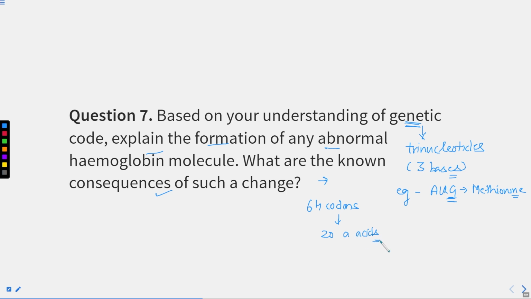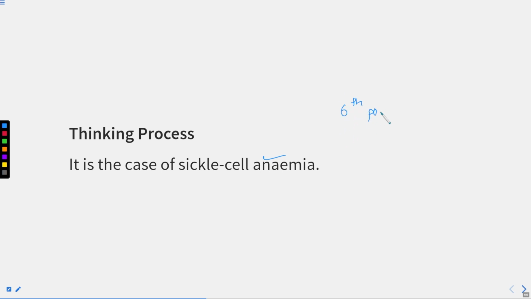Okay, this is clear. Now, what happens in sickle cell anemia? So first, let's take the example of sickle cell anemia. What happens in sickle cell anemia? There is a change in the sixth position. There is a mutation in the sixth position of the beta globin chain.